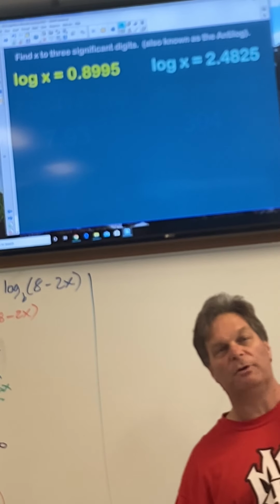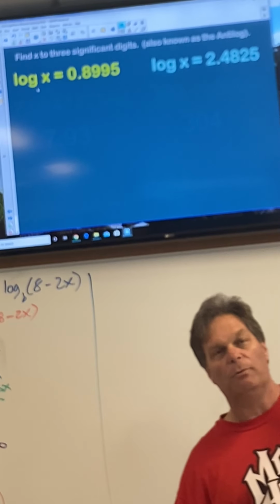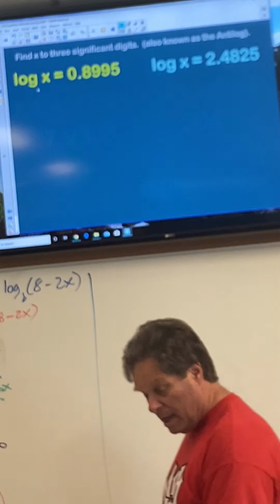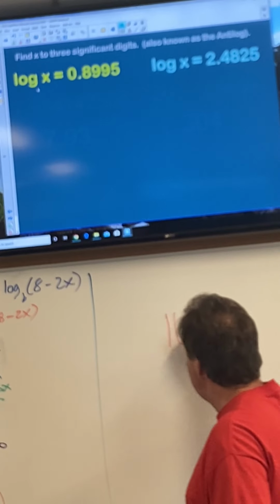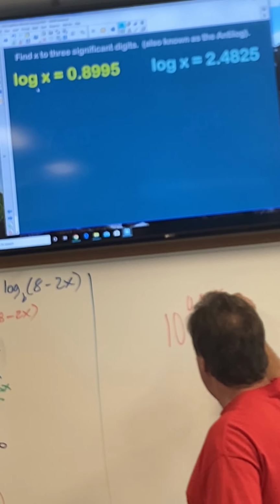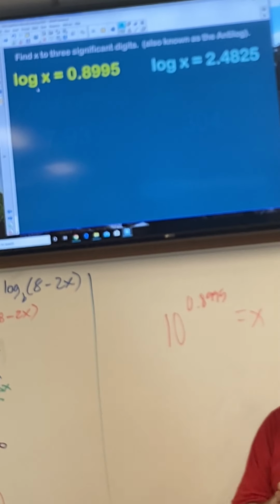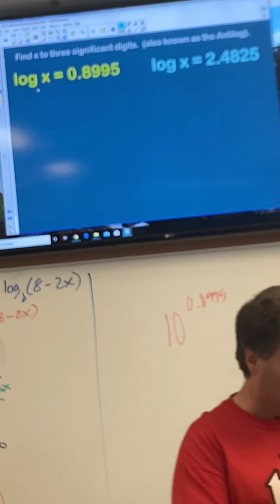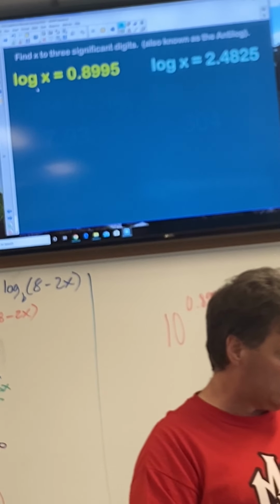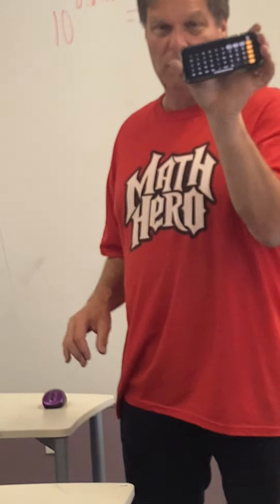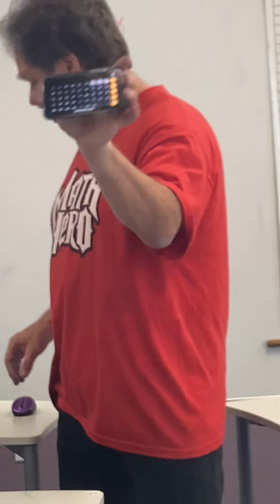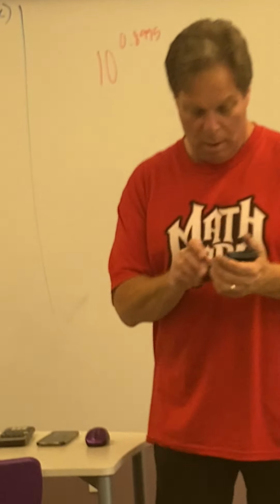Log x equals this. Now remember, there's a little 10 down there. Okay, so if I convert it, log base x equals 0.8995. Well, look, if it's base 10, that's just saying 10 to the 0.8995 power equals x. So I just have to raise 10 to that power, the 0.8995 power. Well, on this smartphone right here, there is a 10 to the x key right above the log base 10 key, okay? It's right above there. It just says 10 to the x.